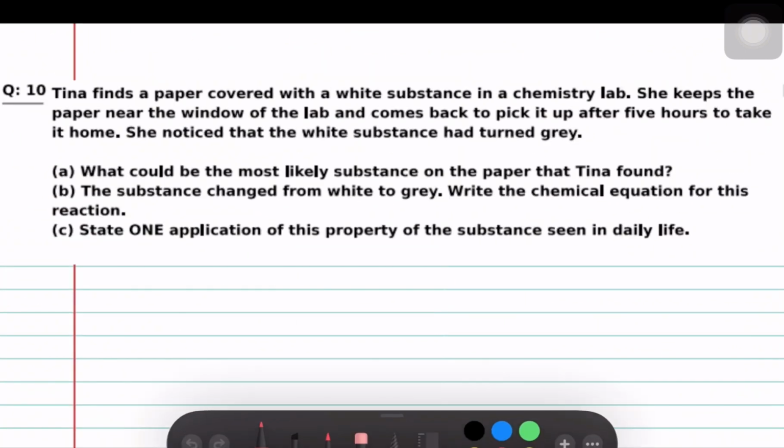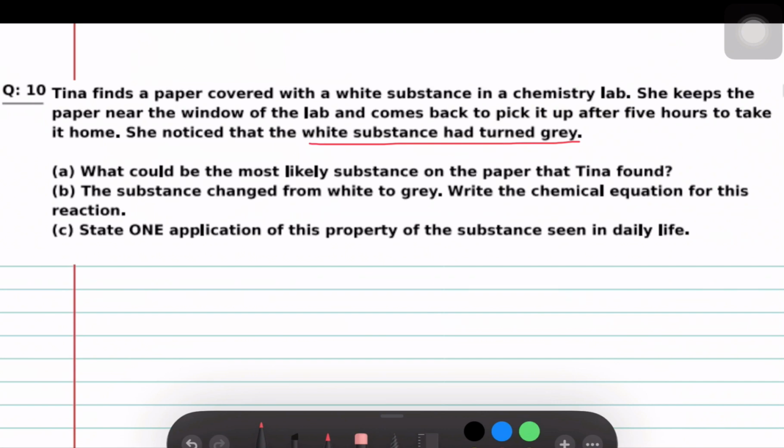Last question for the day. Tina finds a paper covered with white substance in the chemistry lab. She keeps the paper near the window, that means near the light, and comes back to pick it up after 5 hours. She notices that the white substance has turned gray. There's only one reaction in your syllabus where a white substance turns gray, and that is photodecomposition of silver salts, right?